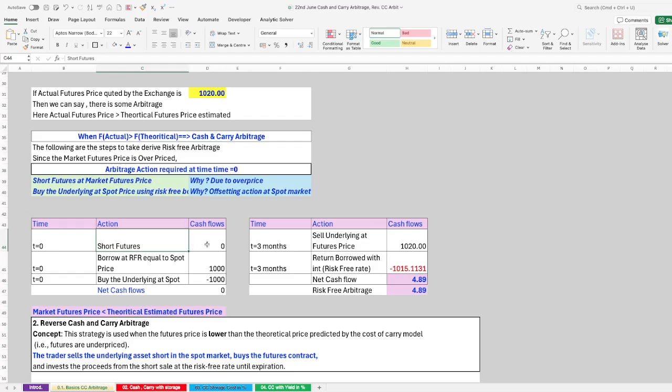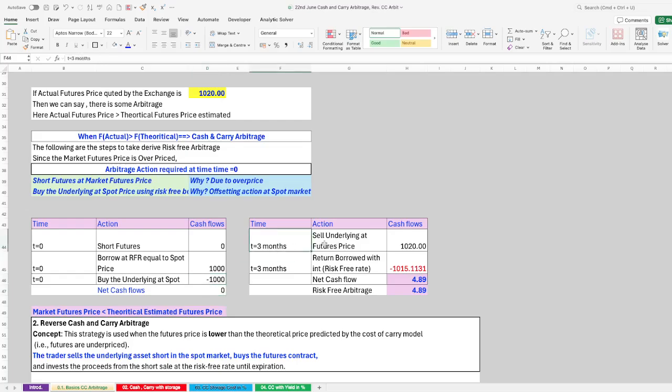When you short the futures, there are no cash flows, it's just a contract. Then we want to buy the underlying at the spot, so we use the risk-free borrowed amount. We borrow to buy 1 unit of the asset at 1,000 rupees in the spot market. We borrow the amount at the risk-free rate and buy 1 unit of the asset. So the net cash flow is zero here.